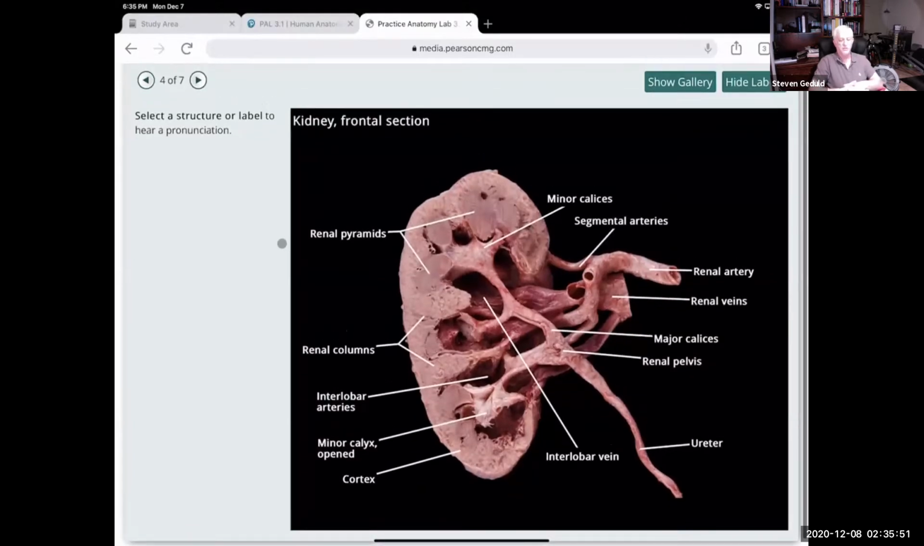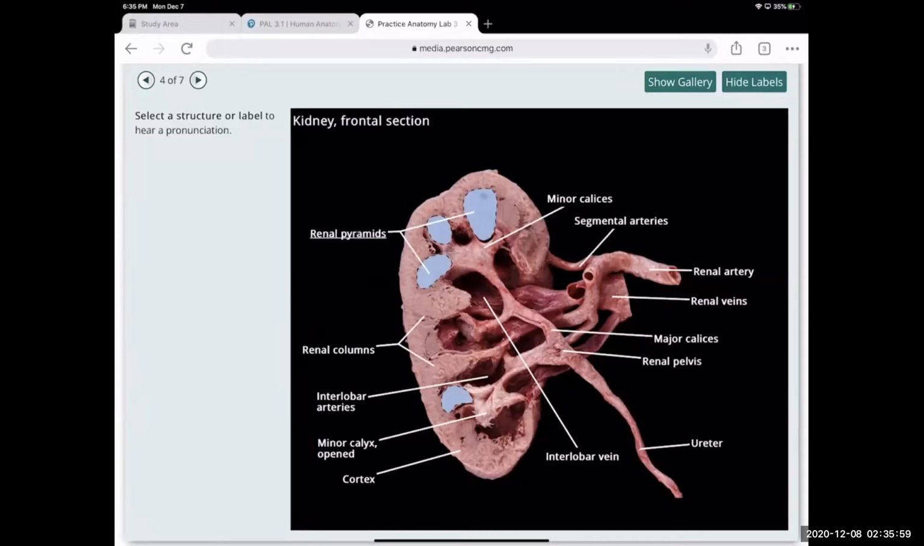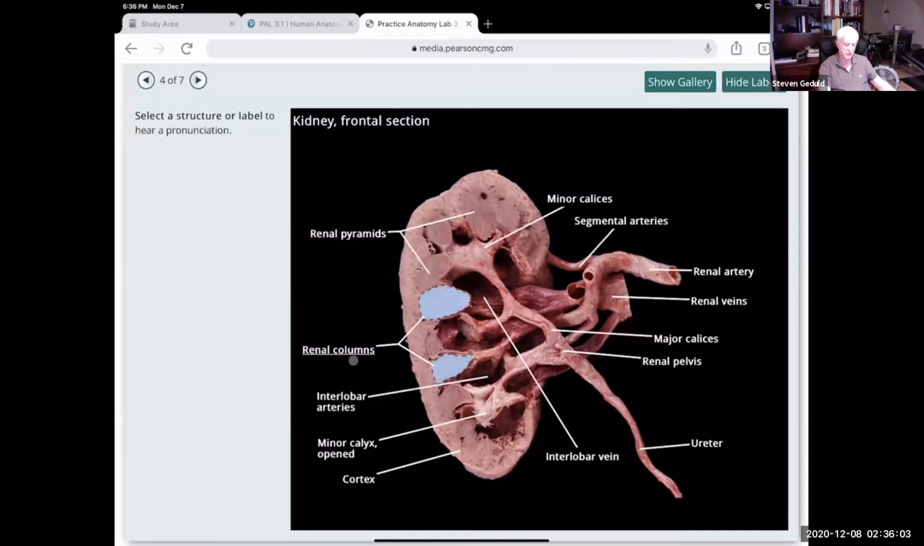Okay, again, side view of the kidney. You can see the renal pyramids. Those are the different sections that are lobulated off inside the kidney. You can see the renal columns, which divide in between the lobules. You can see the interlobular arteries that run through each lobule. Then you can see the minor calyx. This one's been cut open, but this is a minor calyx.